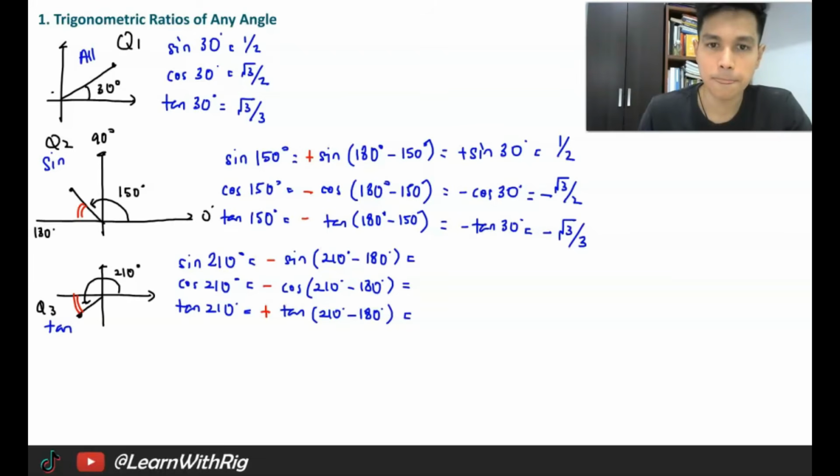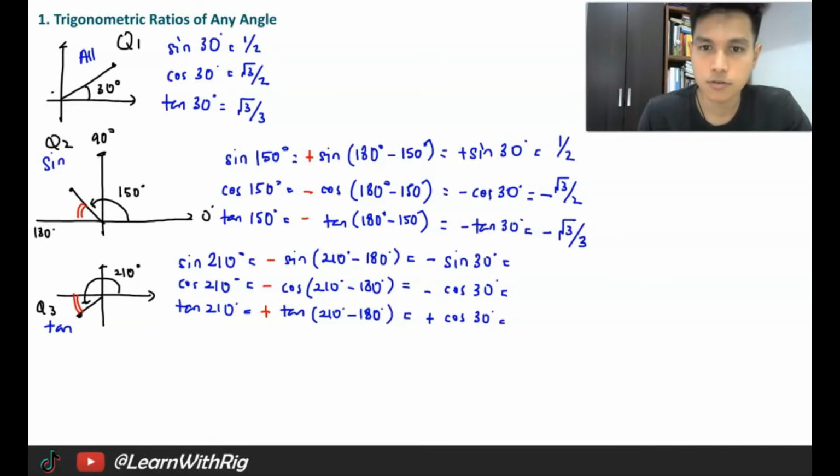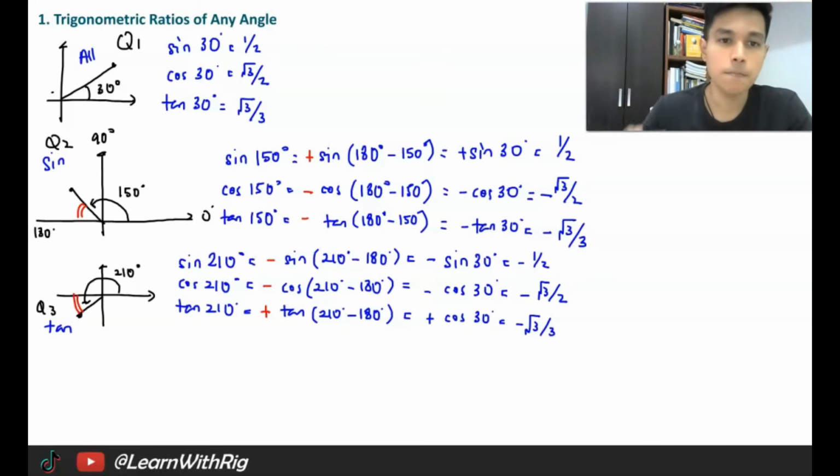So what would be your answer? You will still get the negative, but now it is sine 30 again. So sine is negative, cos 30 is negative and tan 30 is positive. So you notice I just changed back all to the first quadrant, right? Because all now become acute angles, but the only difference is the positive and negative sign changes. Okay, so your answer would be negative 1/2 for sine 30, negative √3/2, and then positive √3/3. Clear? So this is how you solve for the third quadrant.